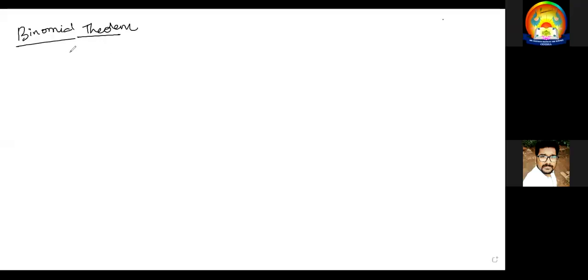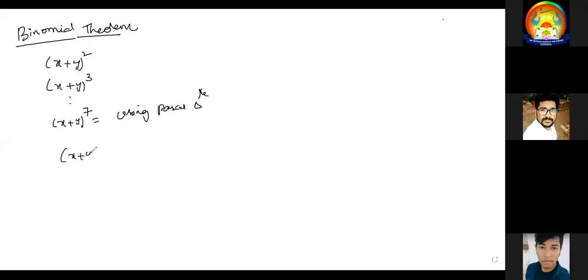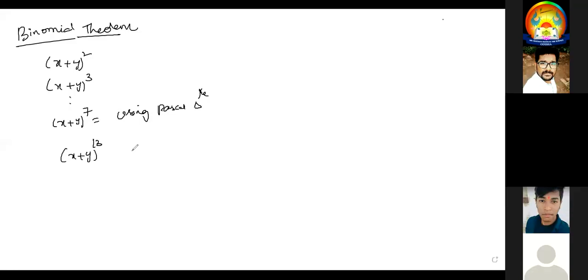We did how to expand x plus y whole square, x plus y whole cube. Till x plus y whole power 7, we are able to expand using Pascal triangle. So if the power is more, like x plus y whole power 13 or 17 or 20, yes, using Pascal triangle we can, but the process becomes a bit lengthy.